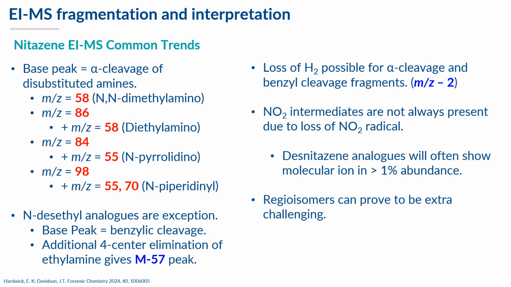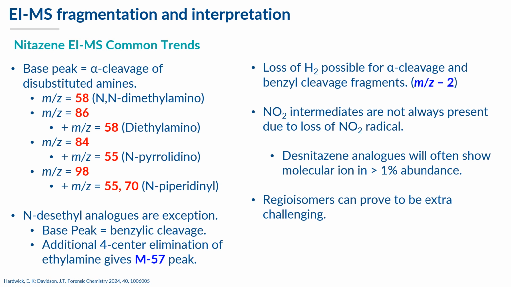A loss of hydrogen is possible for most, if not all, of these fragments, resulting in an m/z minus 2. Higher fragments in nitro-substituted analogs may not be present because of the loss of the stable nitro radical, which is why the molecular ion may or may not be apparent in nitro-substituted analogs. Desnitazene analogs exhibit a molecular ion higher than 1% abundance because of this. They don't have to worry about that loss of the nitro radical.